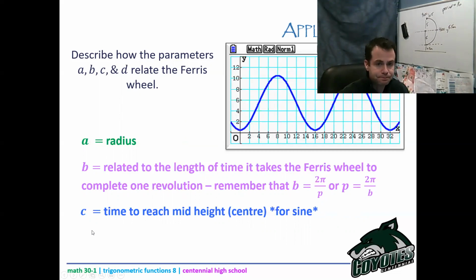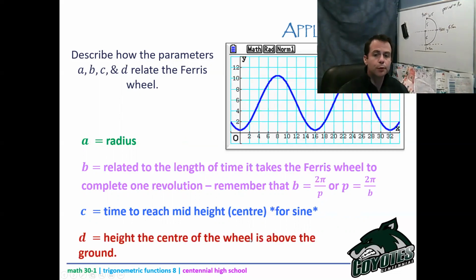And then D is the height of the center of the wheel above the ground. You might want to make a note that sometimes that's called the hub.